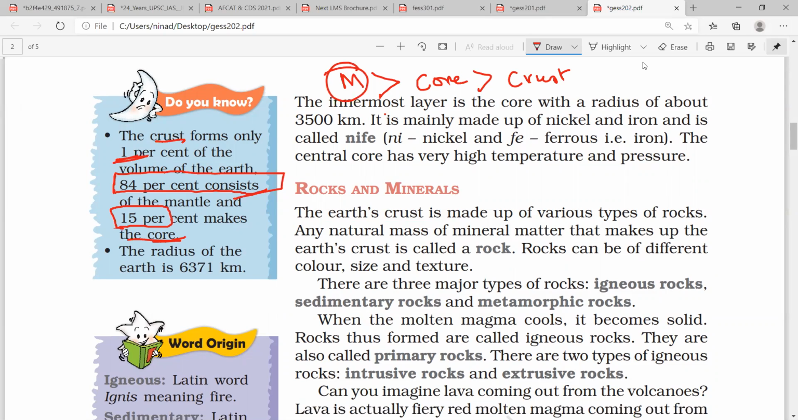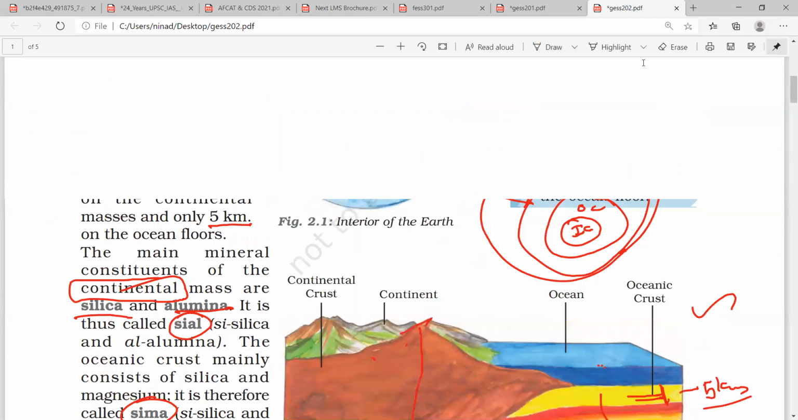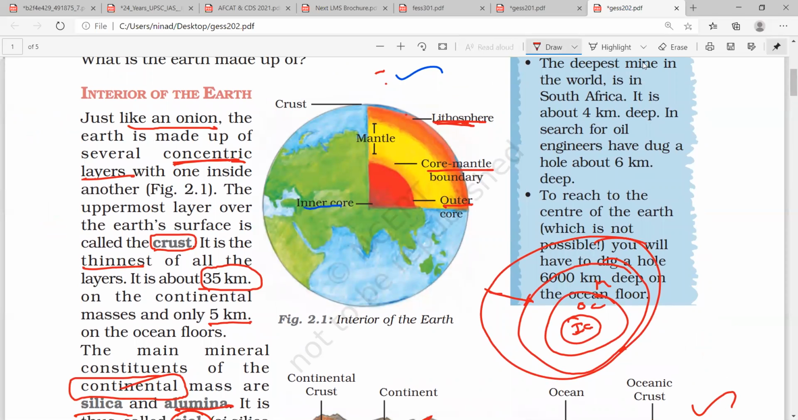So what is the composition of the mantle? The mantle has a very important component. Write down: asthenosphere, which is a magma chamber. That means all the volcanoes which are erupting are not coming from the core. There's a misconception that they come from the core. They are not. They are coming from the mantle, from somewhere here in the mantle. This layer where the magma is occupied is known by the name asthenosphere.